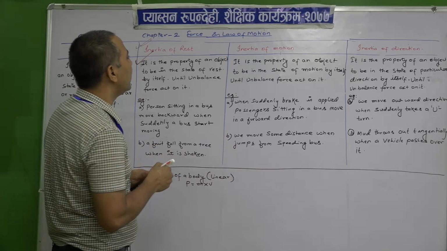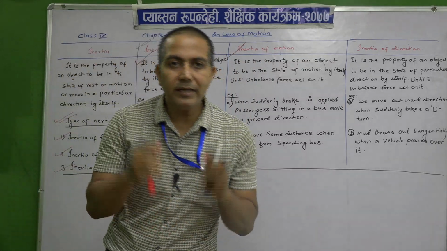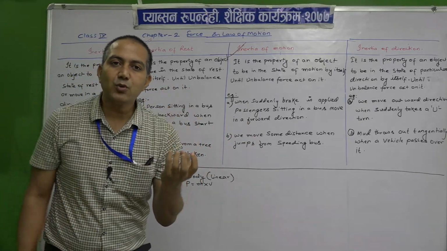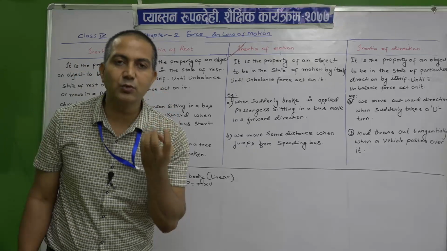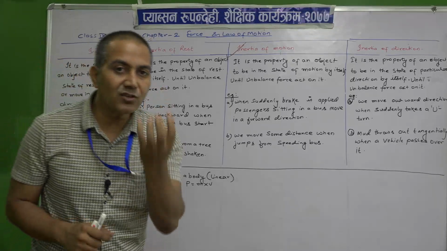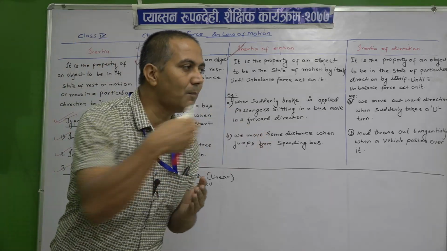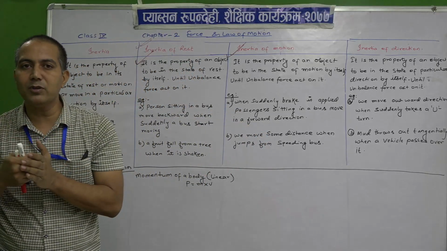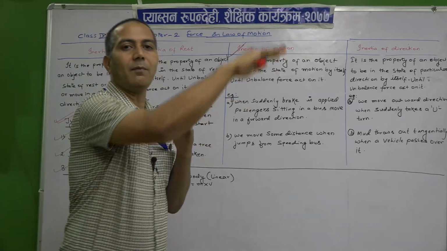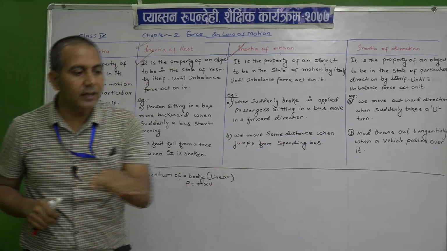Okay. Now, comes the next one, the inertia of motion. So, what is inertia of motion then? It is just similar. In inertia of rest, the property of the body is what? It tends to be in the state of rest. And what will it be in the inertia of motion then? In inertia of motion, the body tends to be in the state of motion. Okay? The body tries to be in the state of motion.